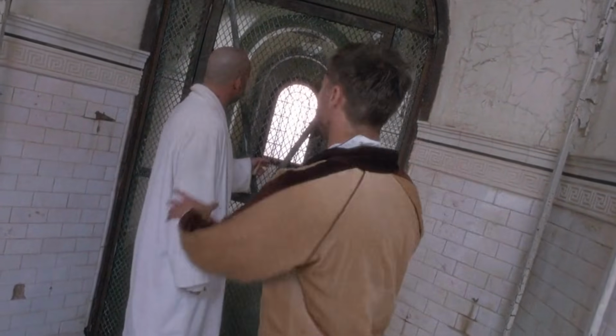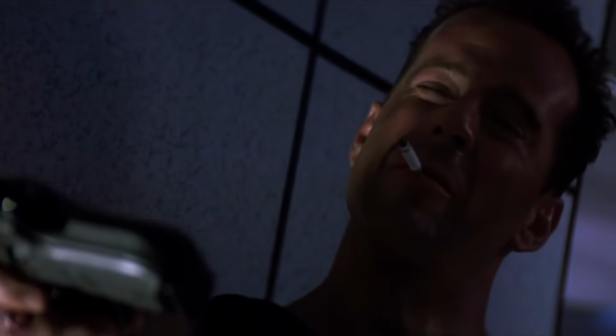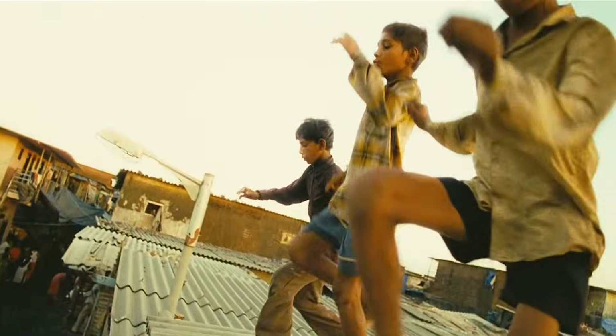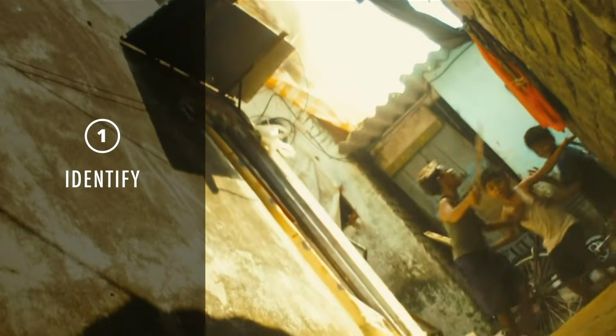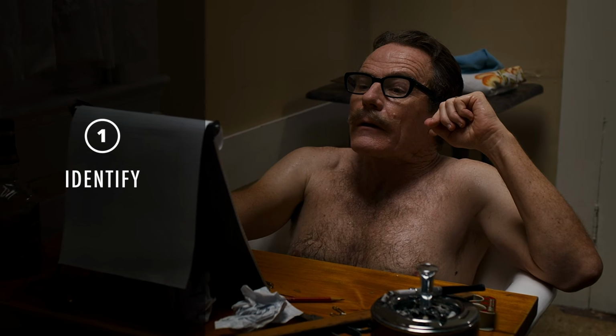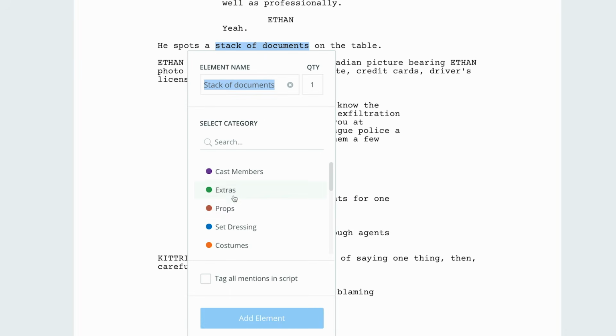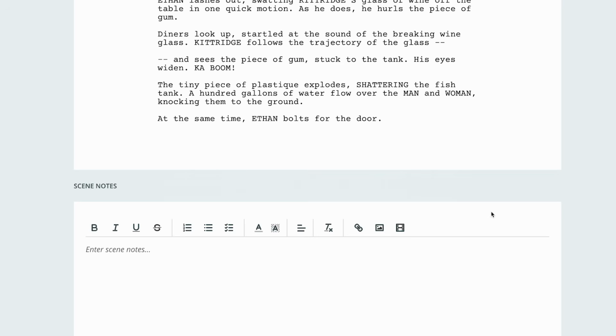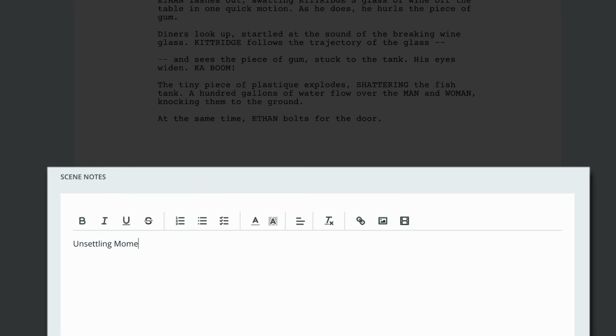If you want to get a similar feeling across, there are 3 things you need to do. Number 1, identify the moment. Read through your script and find a moment that is unsettling or wrong. When you find it, go to your script breakdown and add a note at the bottom of the scene. It's something like "unsettling moment, Dutch."